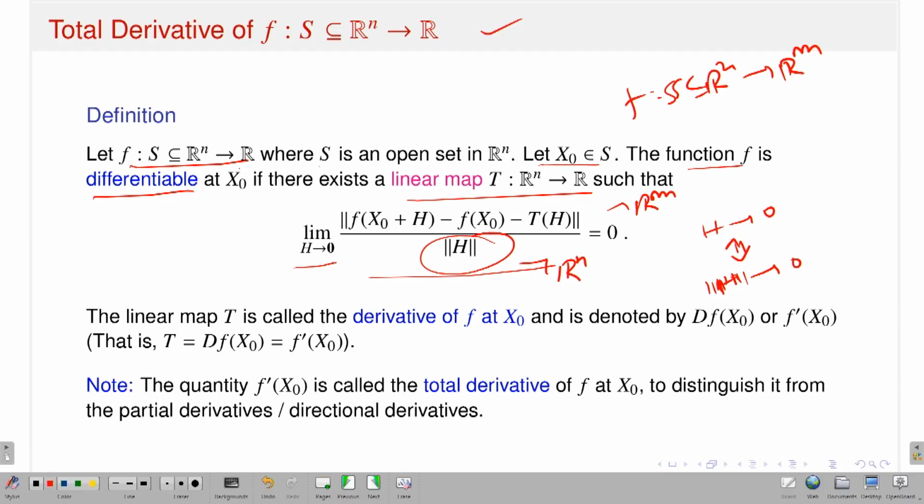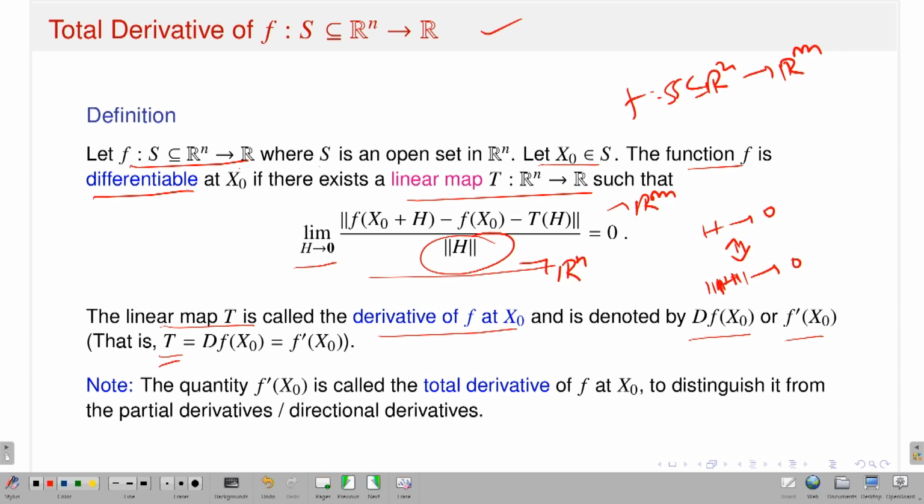Quotient means in the numerator you have the norm of f of x naught plus h minus f of x naught minus T, the linear transformation acting on h, divided by norm h. The linear map T is called the derivative of f at x naught, and these are the notations. I will say that df at x naught, f prime at x naught, or df x naught, is nothing but the linear transformation.